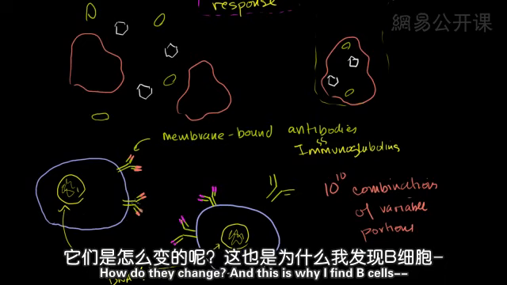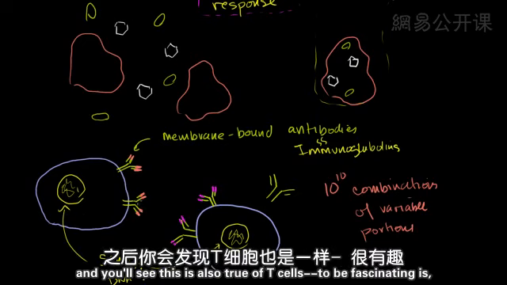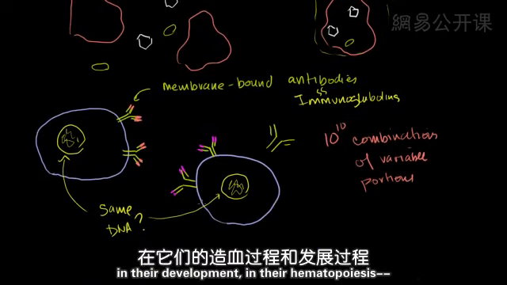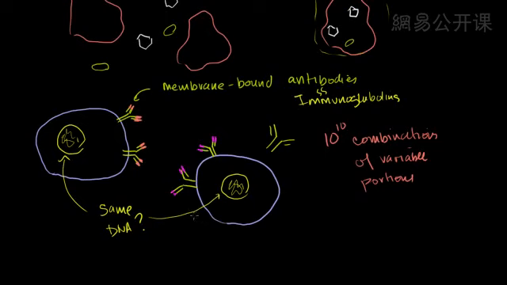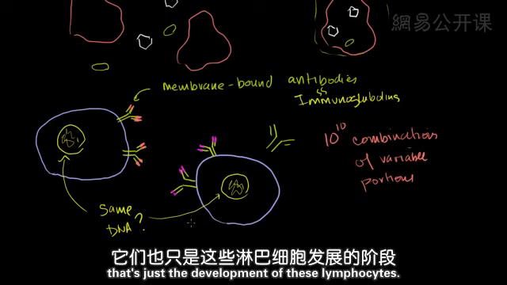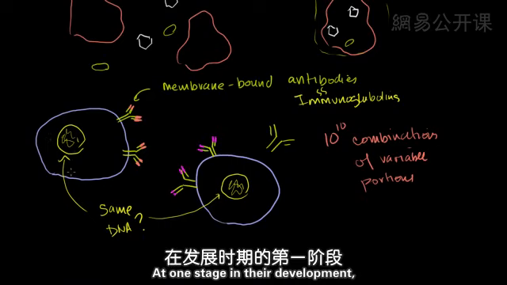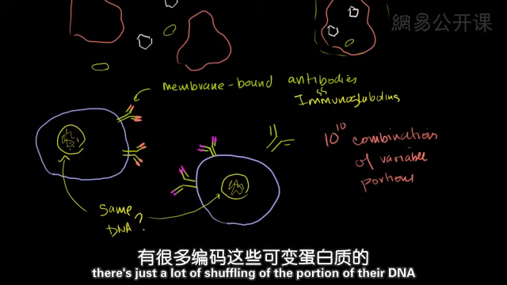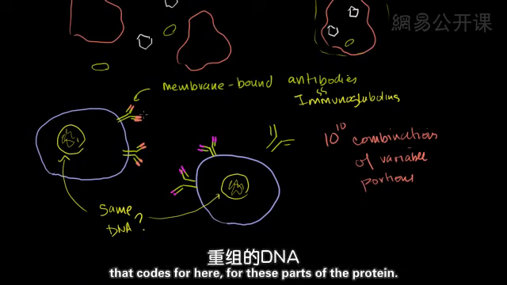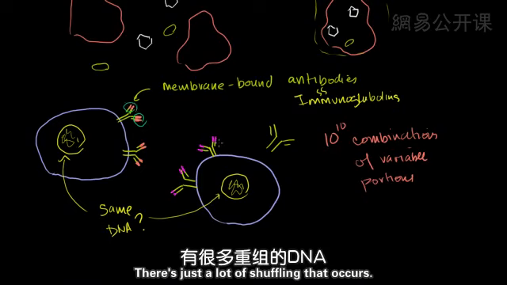And this is why I find B cells, and you'll see this is also true of T cells, to be fascinating, is in their development, in their hematopoiesis. I always have trouble pronouncing that word, but that's just the development of these lymphocytes. At one stage in their development, there's just a lot of shuffling of the portion of their DNA that codes for these parts of the protein. There's just a lot of shuffling that occurs.